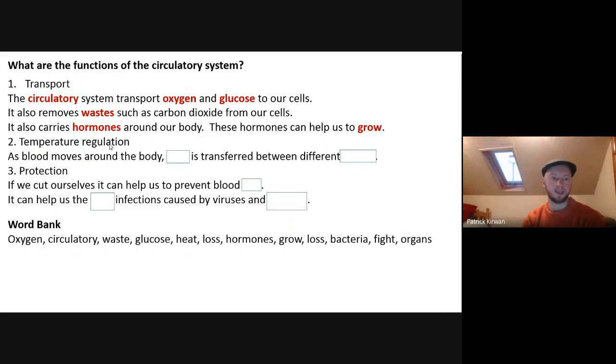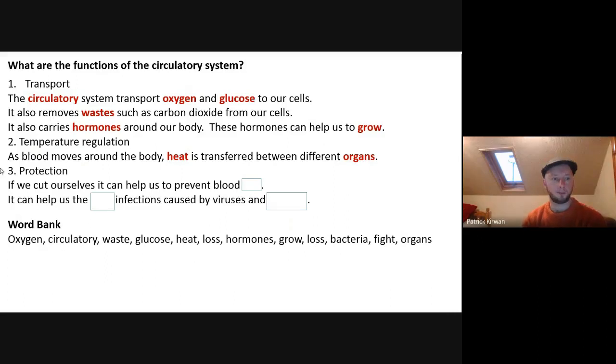Right, it regulates the temperature. So as blood moves around the body, heat is transferred between different organs. Do you remember what an organ was? Let's start with a tissue, actually. What is a tissue? A tissue is a group of cells with the same shape and function. What is an organ? An organ is a group of different tissues working together to carry out a function. And then you've got an organ system, which is a group of different organs working together to carry out a function.